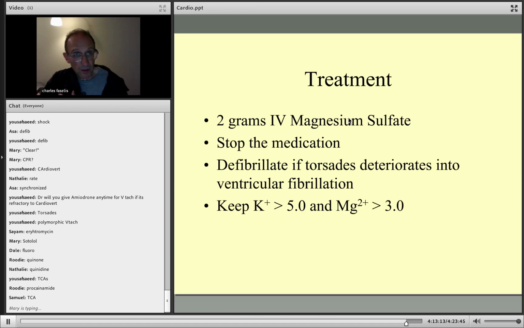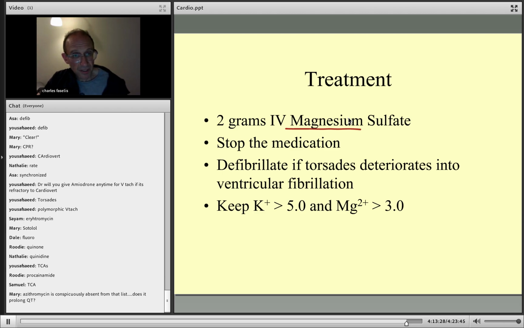Okay, very good. So here's your treatment of torsades. This is why I need you to know magnesium, because the treatment is magnesium. You give magnesium, you stop the medication, right? If it deteriorates into VFib, right, then you have to defibrillate, right? That's the three things you got to do. And forget about, okay, you got to keep the potassium and the magnesium at normal levels. Okay?